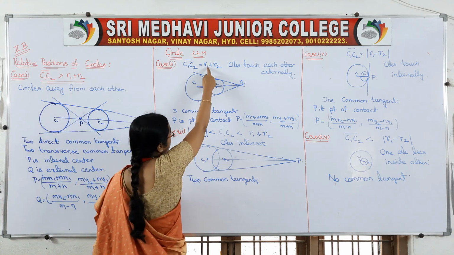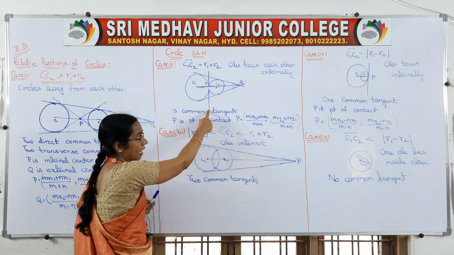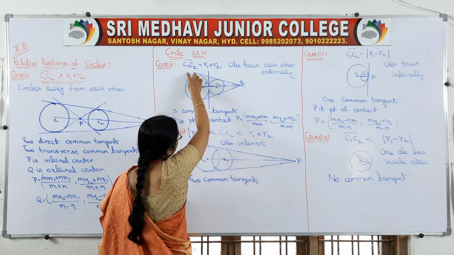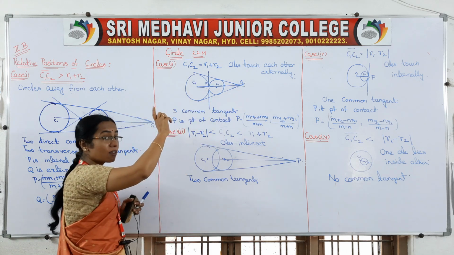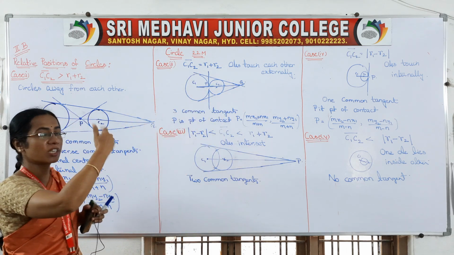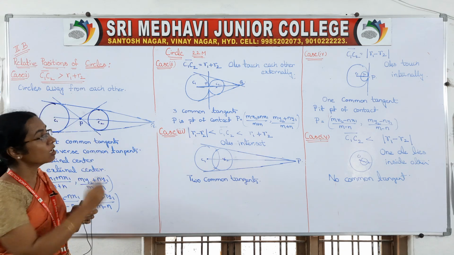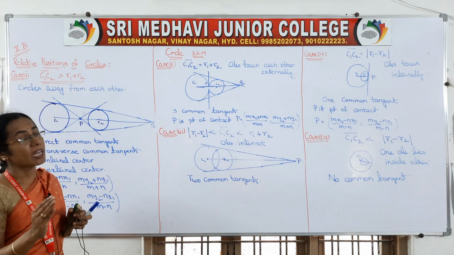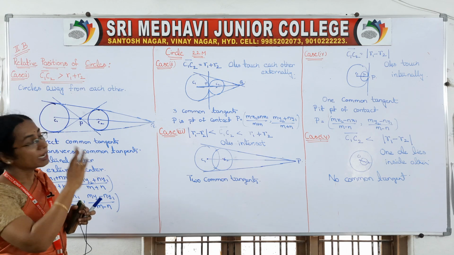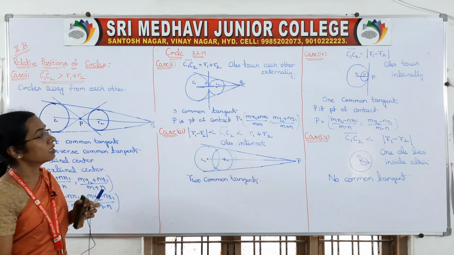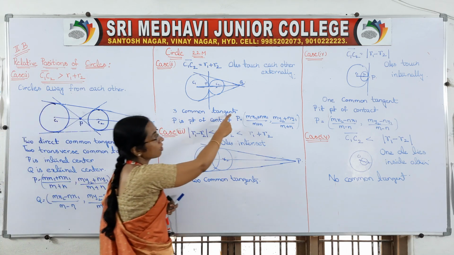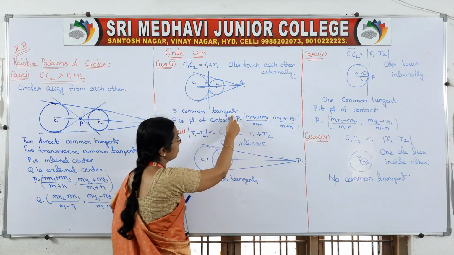At the point of contact, we can take one tangent. From outside, we can take 2 common tangents. We can take any number of tangents, but here we are discussing common tangents, meaning the tangent must be tangent to both the circles. How many common tangents? 3 common tangents are possible.